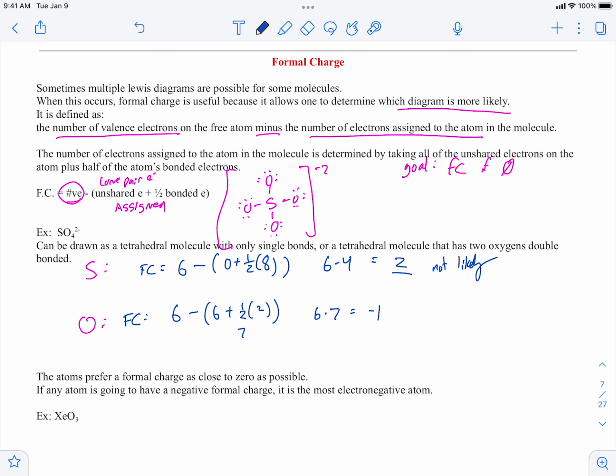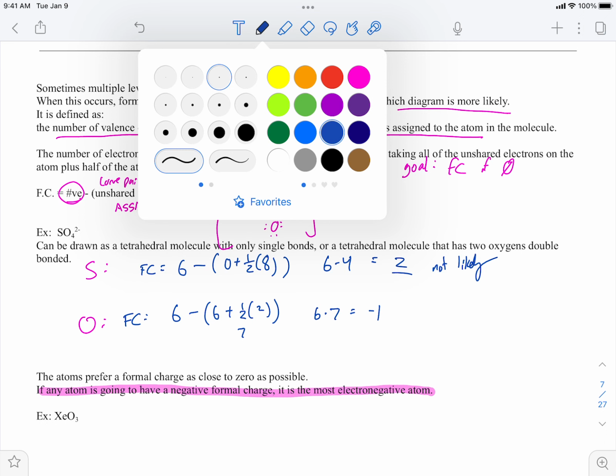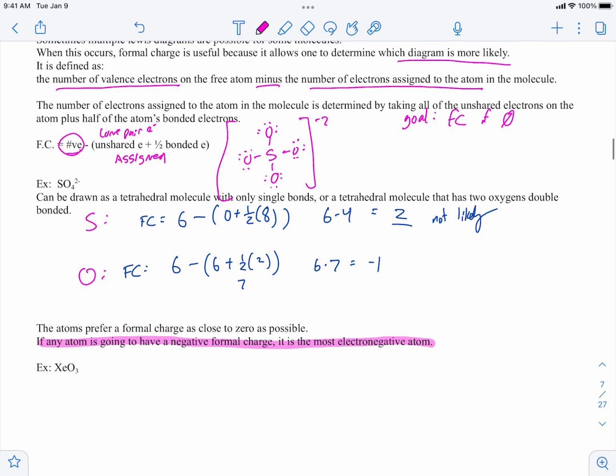That's a negative charge. Now, negative charges are allowed, but it's got to be the most electronegative element. And in this case, oxygen is the most electronegative element. So the fact that oxygen has a formal charge of -1 is not so bad here, but the problem is we have an element with a positive formal charge. Positive formal charges are very, very unlikely. So we've got to fix this. We've got to redraw the Lewis diagram for sulfate in a way where we get our formal charges as close to 0 as possible.